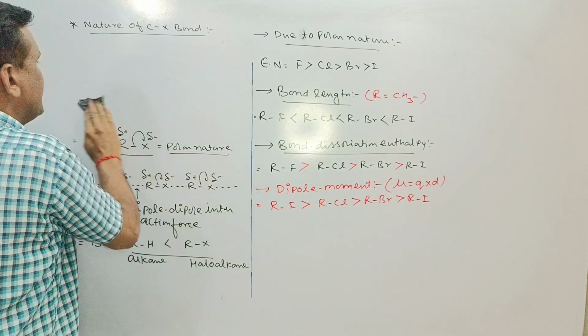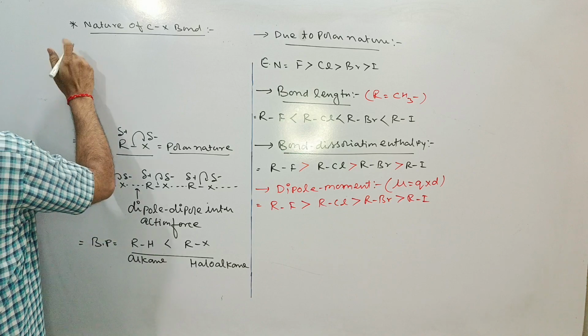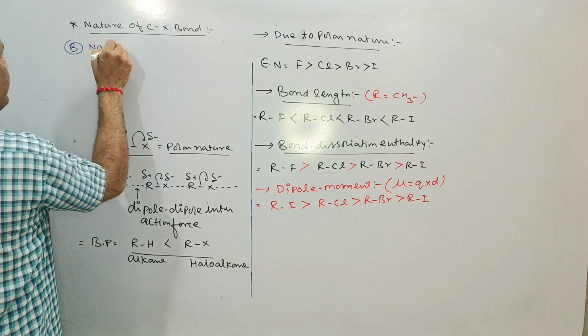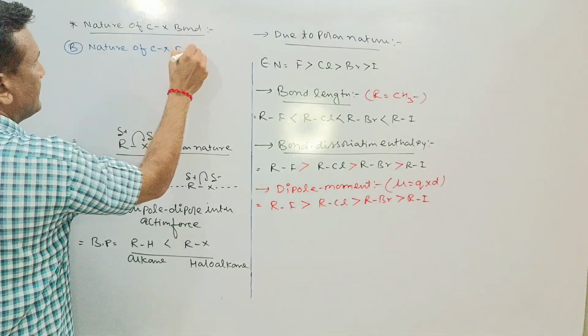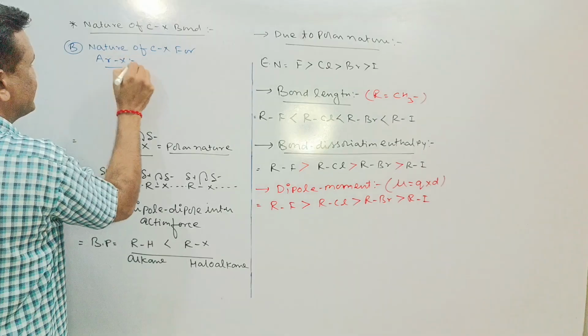This is the B part, the nature of the C-X bond for haloarine. The formula for haloarine is ArX.